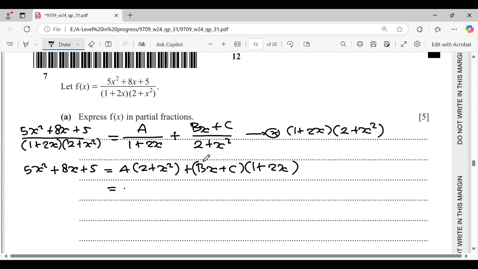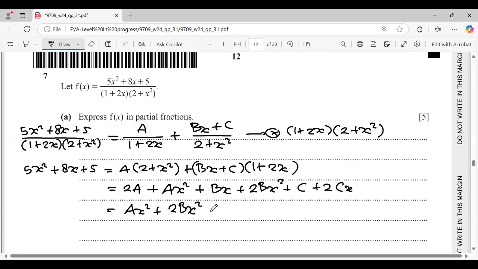It becomes, multiplying after that, 2A plus Ax squared plus Bx plus 2Bx squared plus C plus 2Cx. After that, grouping becomes Ax squared. Oh, this is 2Bx squared actually. Okay.